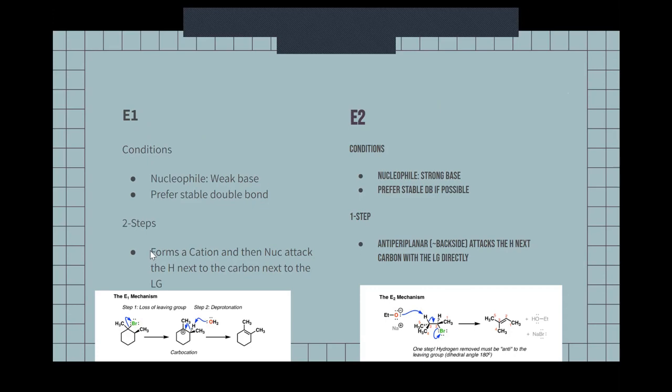And as its first step, it forms a carbocation, and then the nucleophile attacks the H that's next to the carbon, next to the leaving group. So basically, this is the leaving group. It's going to attack the H that's next to the carbon next to the leaving group. So the leaving group's here, and this H is next to it right here. So this H leaves, and then it attacks the H here. The leaving group leaves, and attacks the H, and boom, forms the E1, right?